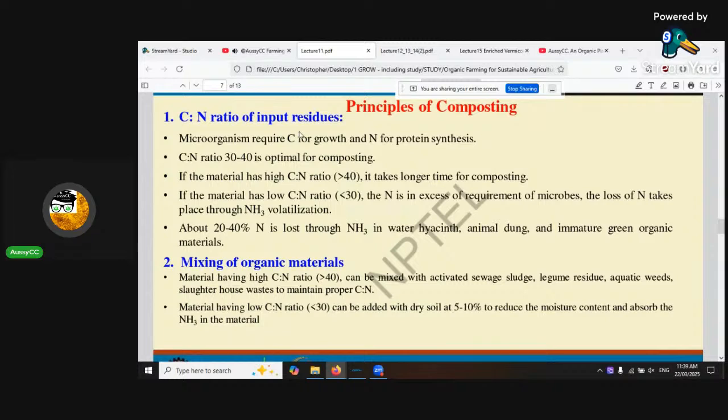So the carbon to nitrogen ratio of input residues. Microorganisms require carbon for growth and nitrogen for protein synthesis. A carbon to nitrogen ratio of 30 to 40 is optimal for composting, though it's a little bit lower than that. If the material has a high carbon to nitrogen ratio, above 40, it takes longer, and below 20, the nitrogen is used up by microbes and it happens very fast, but you don't get a good end result. So you want about 20 to 30 to 1. Sorry, a carbon ratio of 20 to 30 to 1 nitrogen.